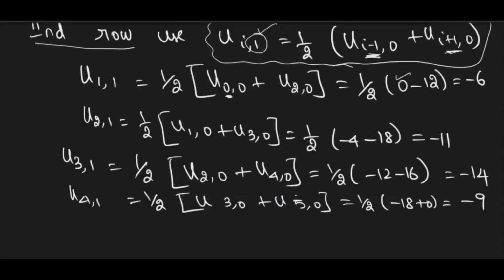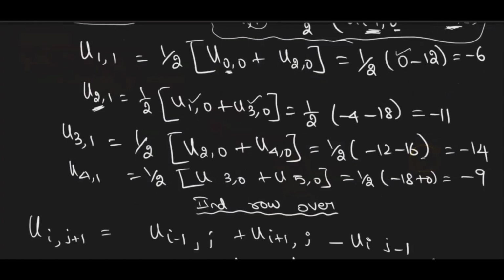Similarly, you can guess here, u of 2 comma 1. For this u of 2 comma 1, what is there before 2? 1. What is there after 2? 3. This second value will be 0. In the formula also you can say this is 0 always. Okay, this is not changing. So u of 1 comma 0, already we have calculated minus 4, and this is minus 18. You got this. Similarly, 3, 1 and 4, 1, we just find the average. So with this, the entire second row is also over.